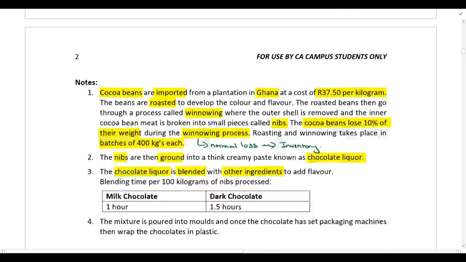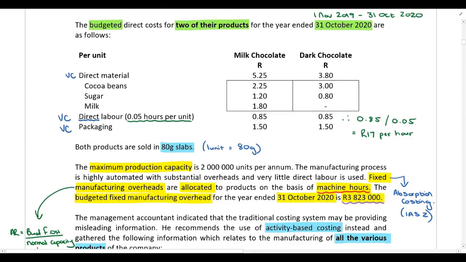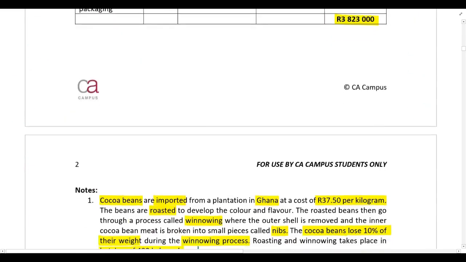All right, so if we go back to the direct material costs that we were given on the previous page, direct material consists of the cocoa beans. So we know obviously the cocoa beans now are imported from Ghana. They go into the production process, and during the winnowing process, there's a 10% loss in weight. Now we are told during the blending process, the chocolate liqueur is now mixed with other ingredients. So the other ingredients are obviously the sugar and milk in order to add flavor.